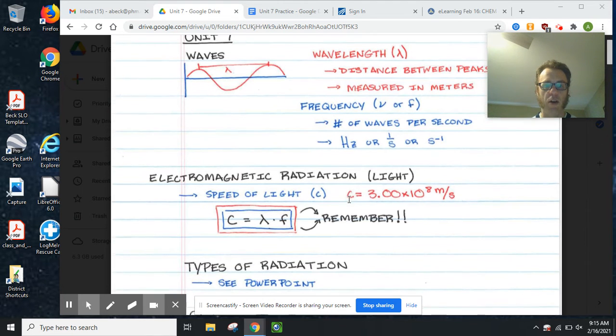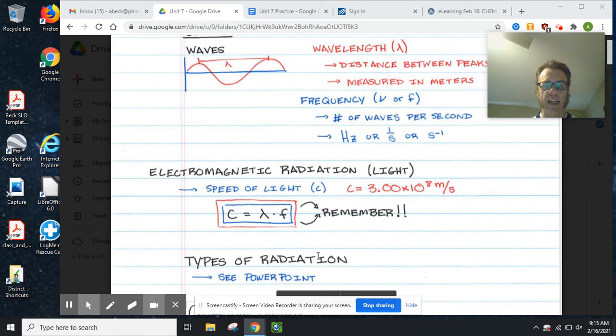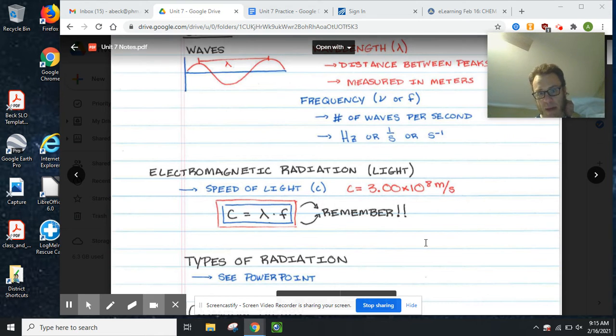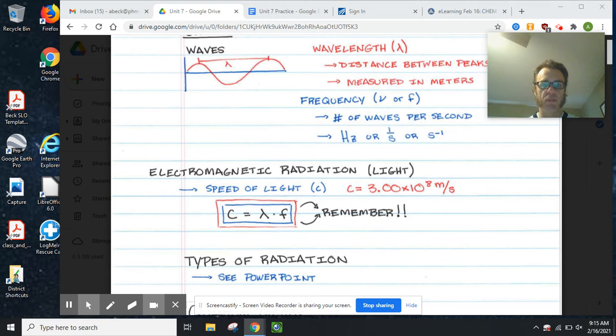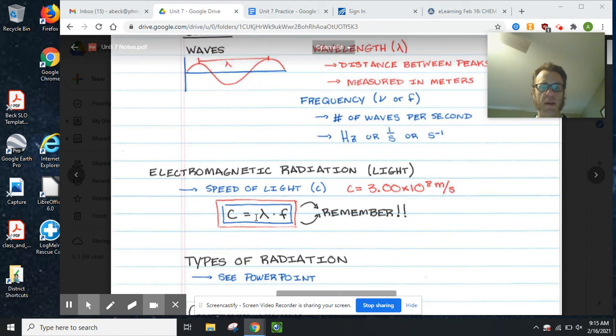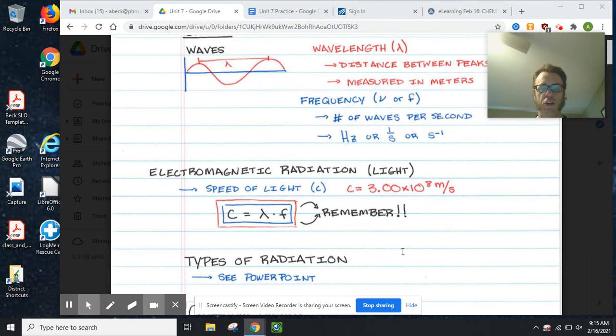Now, as I move on down, we'll talk about types of radiation when we get back together. But here, electromagnetic radiation, that's light. The speed of light, c, is 3 times 10 to the 8th meters per second. And the way that we talk about frequency and wavelength is c, speed of light, equals wavelength times frequency. You got to remember this one. We use this one all the time.